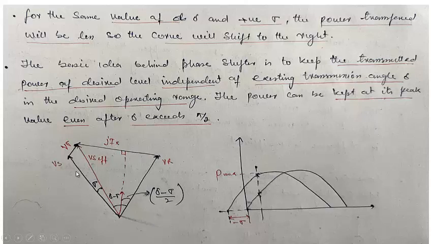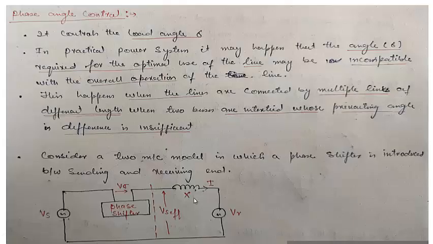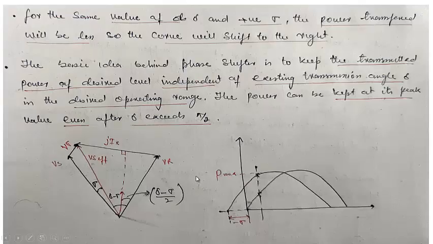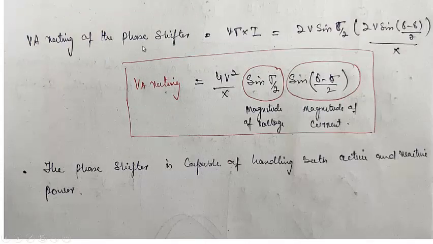Similarly, for this case, you will see that when we draw a perpendicular from here to here, you can see these two are equal and its midpoint will be the perpendicular bisector. In that case, its half will be equal to Vs effective sine sigma by 2. So actually I need to calculate the rating of this phase shifter. The rating of this phase shifter will be equal to this V sigma into this I. So that is what I have written over here. This VA rating of the phase shifter will be equal to V sigma into I. It will be equal to twice V sine sigma by 2.